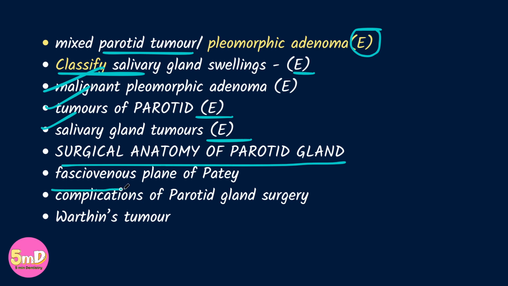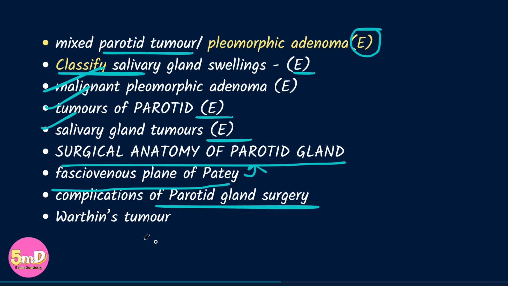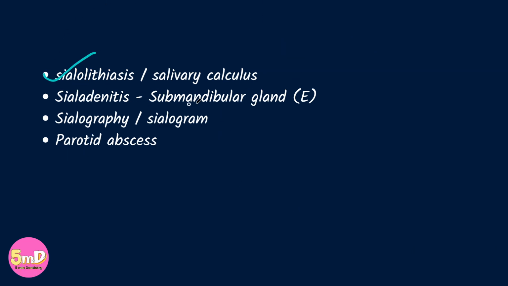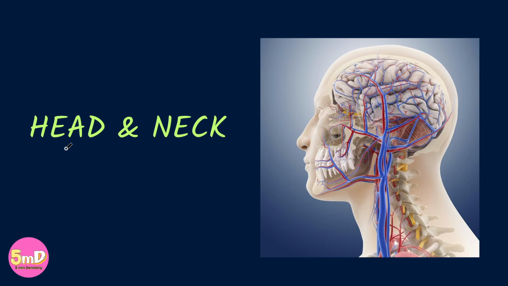Okay, facio-venous plane of Patey. Again, it belongs to surgical anatomy of the parotid gland. Complications of parotid gland surgery, Warthin's tumor. Sialolithiasis, salivary calculus. Now only they have moved to the submandibular gland. Sialadenitis in the submandibular gland is often asked as an essay. Sialography or sialogram. What is the purpose? What is the indication? Okay, and parotid abscess have also been asked.